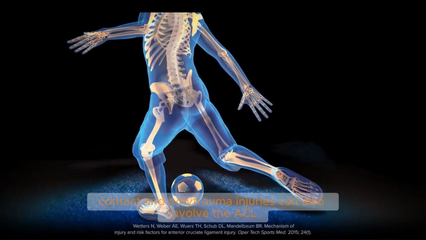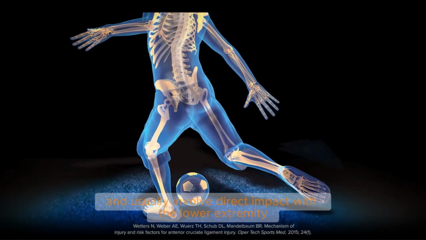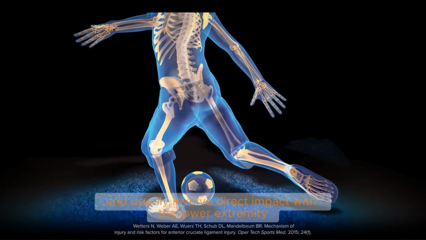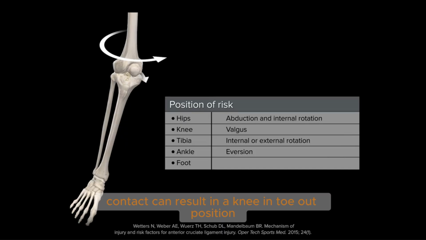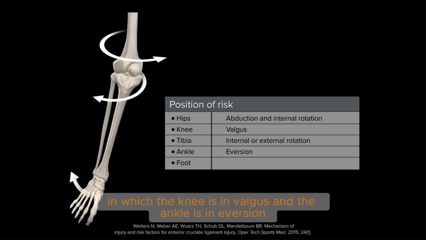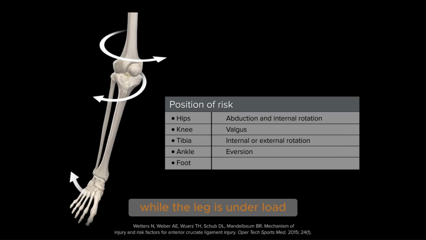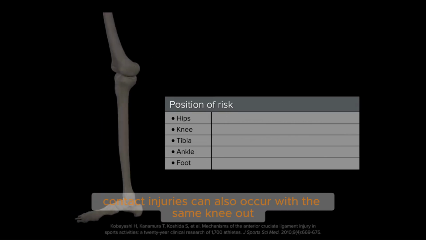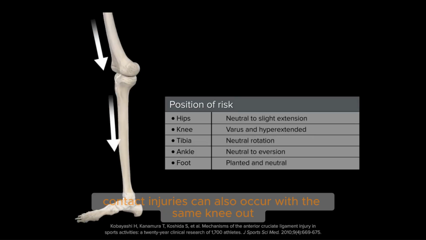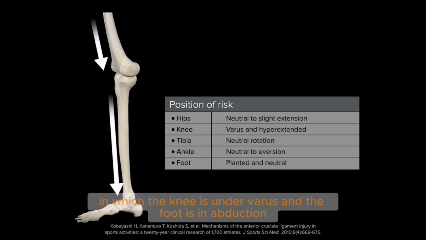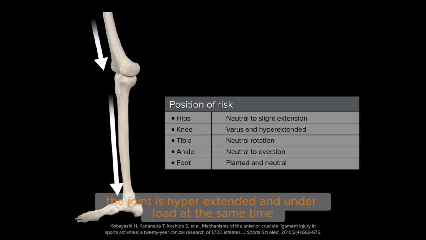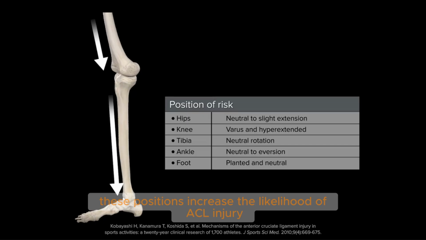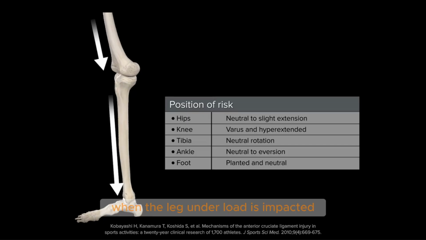Contact and polytrauma injuries can also involve the ACL, though they're less frequent and usually involve direct impact with the lower extremity while the leg is under load. Contact can result in a knee-in, toe-out position, in which the knee is in valgus and the ankle is in eversion while the leg is under load. Contact injuries can also occur with the same knee-out, toe-in alignment, in which the knee is under varus and the foot is in abduction while under load. In these cases, the joint is hyperextended and under load at the same time. These positions increase the likelihood of ACL injury when the leg under load is impacted.